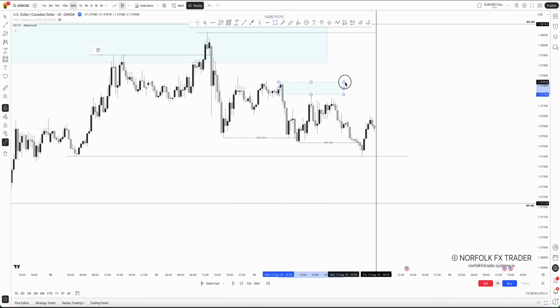Came back into the area here of supply on a 30-minute. We continue lower. New break of structure. And this would become the new current high. So I'm going to mark it out as a level at the moment.